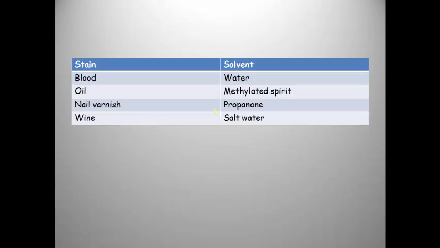Now, these are just some examples of some stains and the correct solvents that will get them off: blood, water; oil, methylated spirits; nail varnish, propanone; wine, salt water.